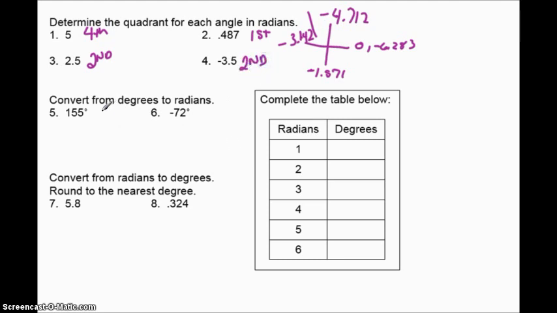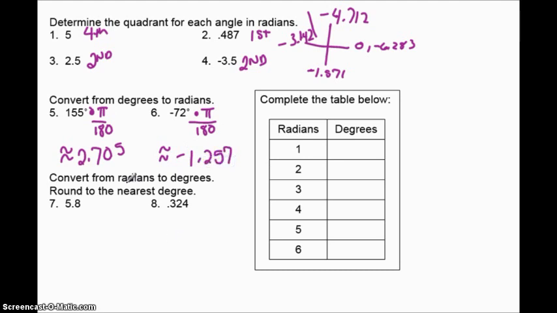Okay, converting from degrees to radians, if you'll recall, we simply would multiply by pi and divide by 180. Now, instead of simplifying, we're just going to put this all in our calculator. 155 times pi divided by 180, and we get, rounded to 3 decimal places, 2.705. Okay. Here, negative 72 times pi divided by 180 is going to give us approximately negative 1.257.